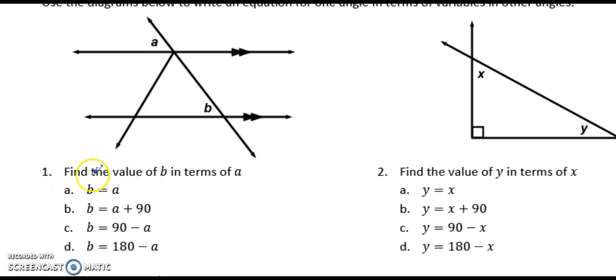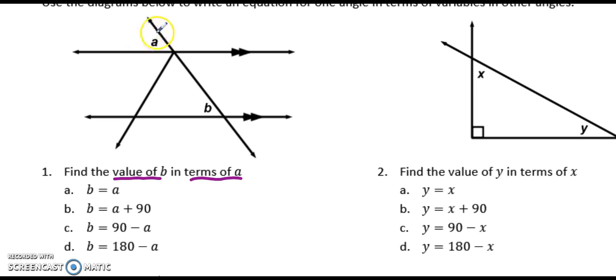Number 1 asks us to find the value of b in terms of a. When it says find the value of b in terms of a, what it's asking us to do is to write an equation that starts with b equals, and then some sort of expression involving the variable a. For example, b equals 90 minus a, or maybe b equals 180 minus a, or it could be just b equals a. And so the easiest way to start this is not to think about the variables, but instead to substitute a real value in for one of the variables.